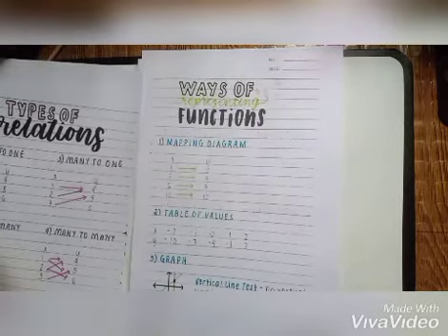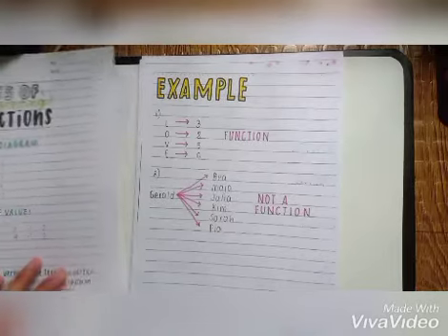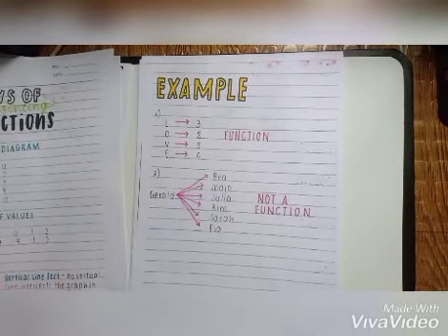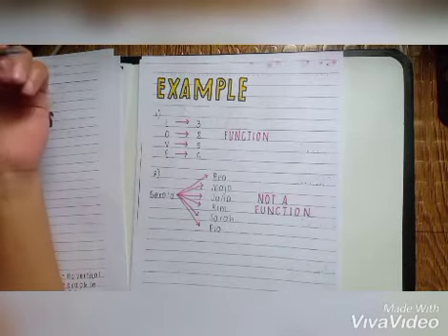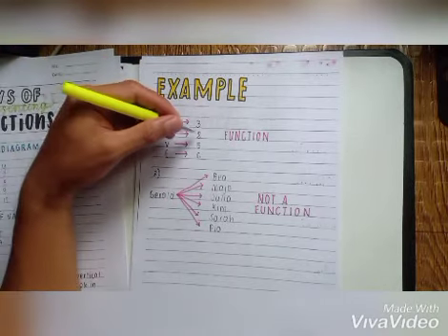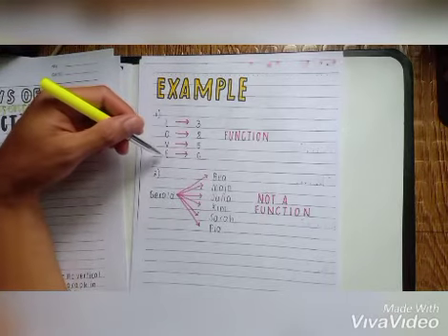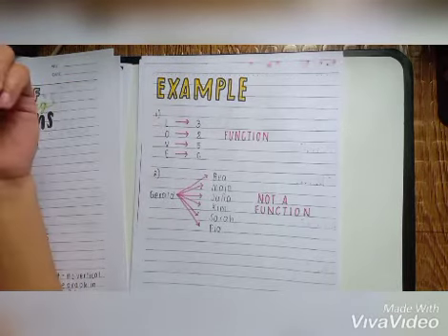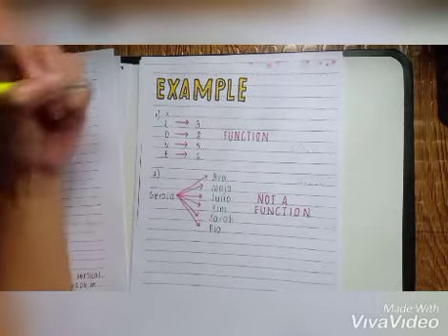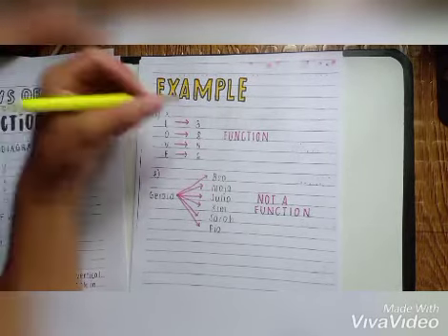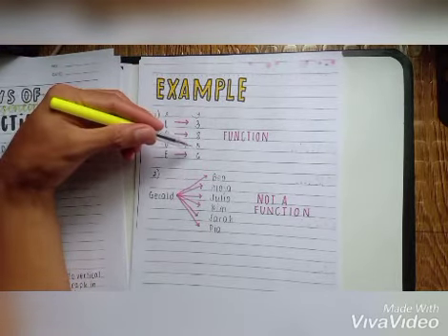So let's try to have this example. So L corresponds to 3, O corresponds to 8, V corresponds to 5, and E corresponds to 6. The letters here are the x values or the domain. The y values are 3, 8, 5, 6.